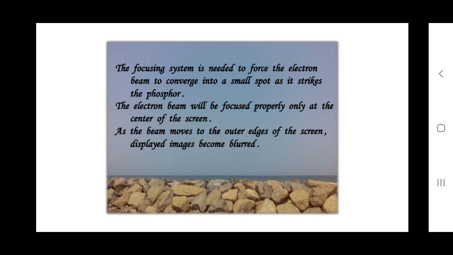What is a focusing system? The focusing system is needed to force the electron beam to converge into a small spot when it strikes the phosphor. The electron beam will be focused properly only at the center of the screen. As the beam moves to the outer edges of the screen, displayed images become blurred. So the electron beam will be focused properly at the center of the screen; if the beam moves to and fro, the images become blurred.